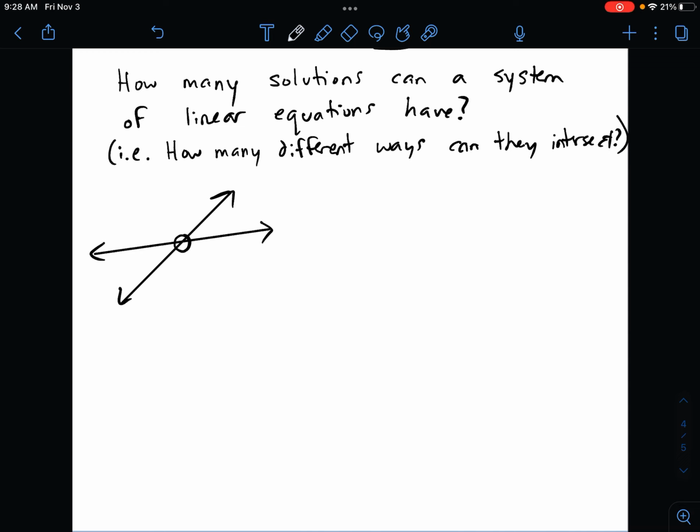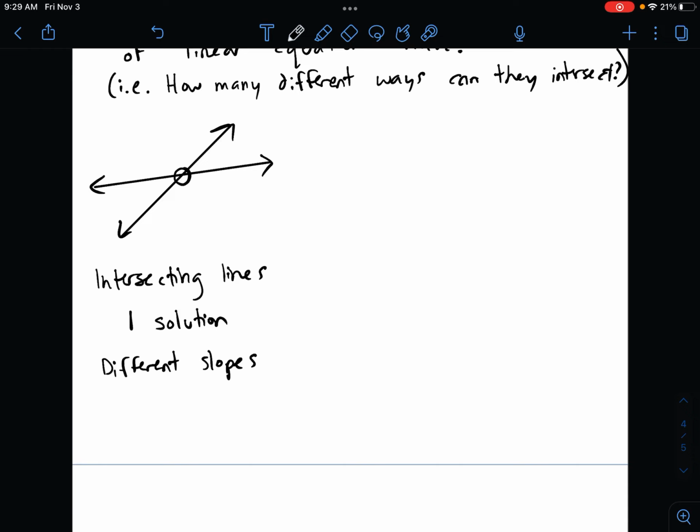So if you have intersecting lines, these have exactly 1 solution, all right? So intersecting lines have 1 solution. Notice they have different slopes. So if you have 2 lines with different slopes, you know that there will be 1 solution.